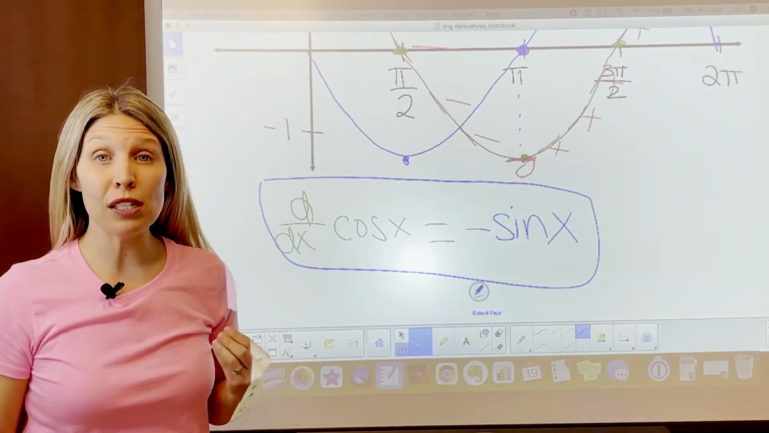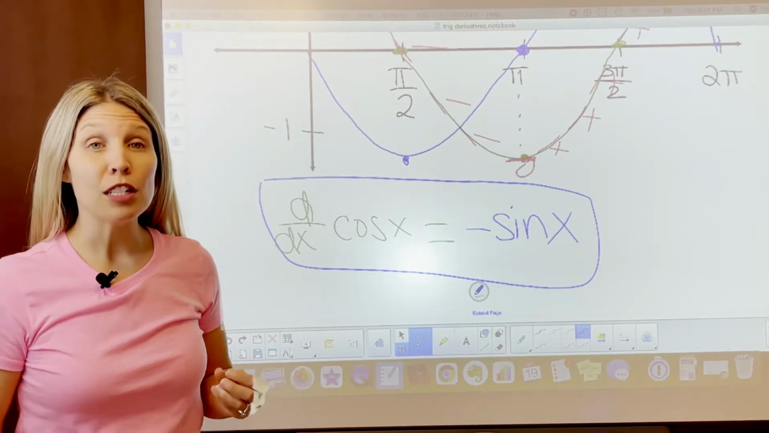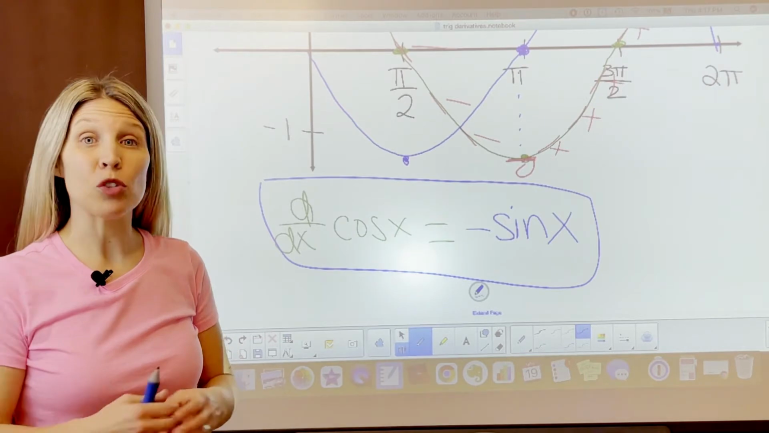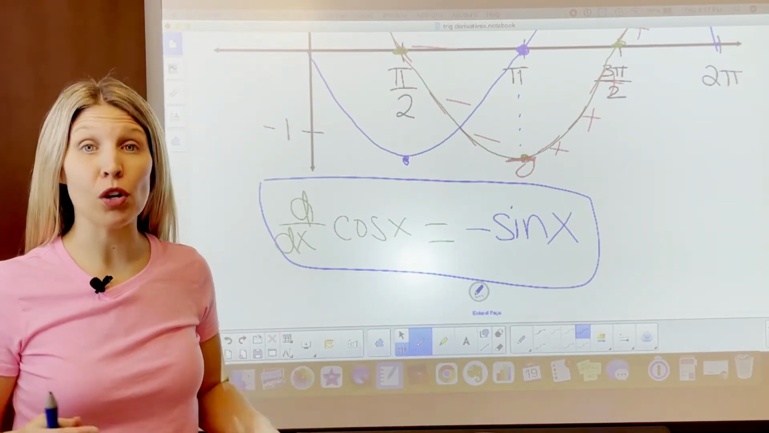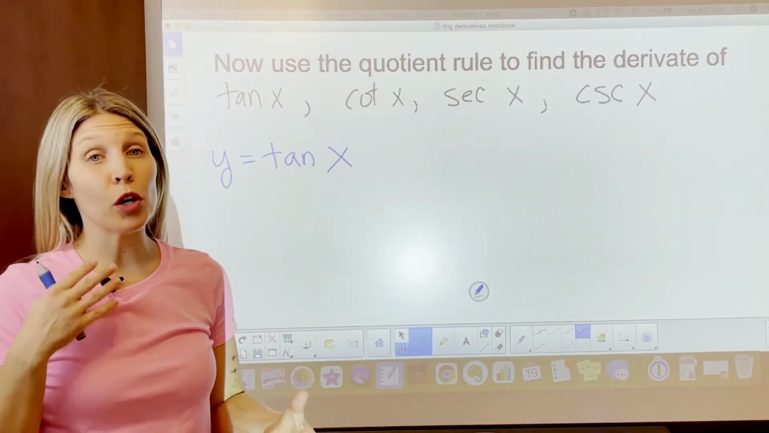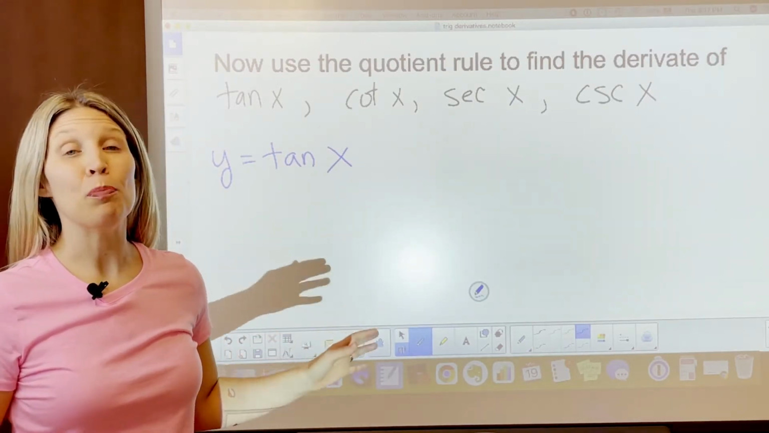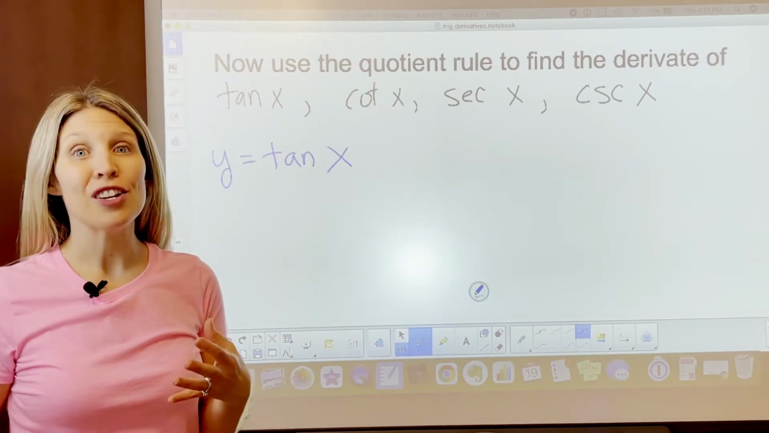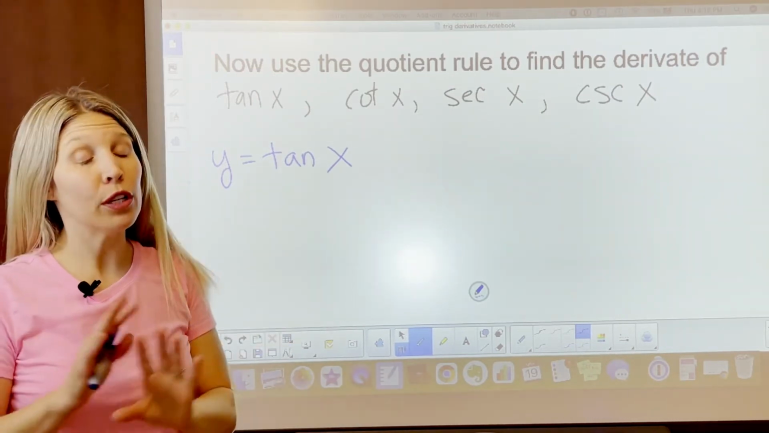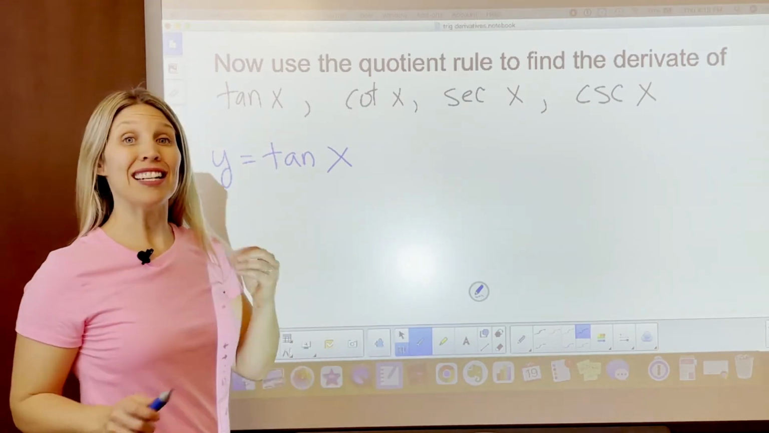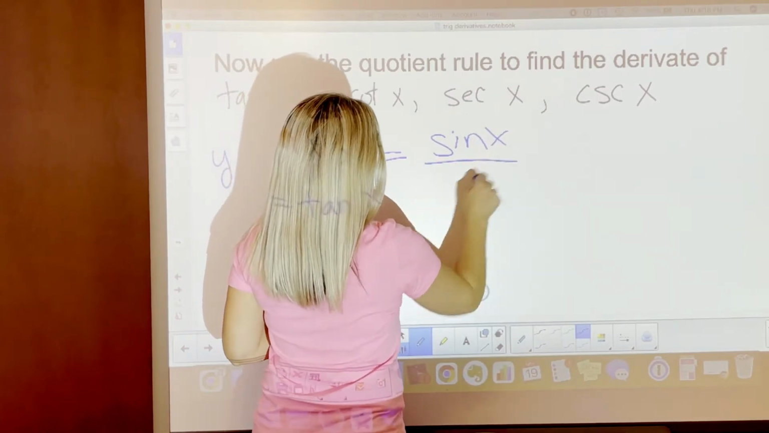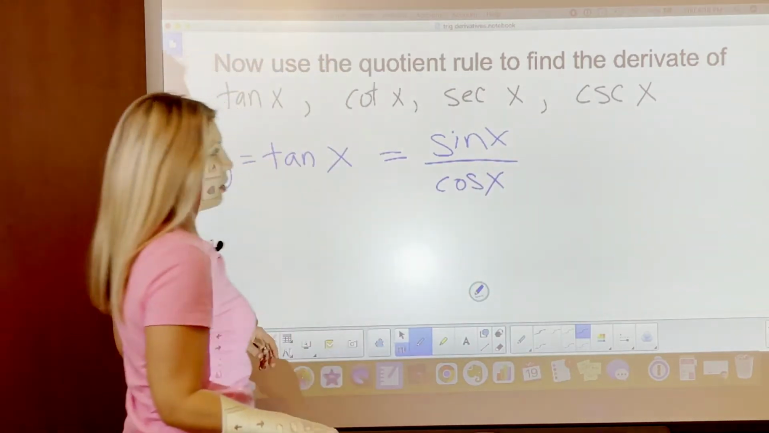Now we're going to use these two derivatives that we found to find all the other trig values, because we can build all the other trig values off of sine and cosine. So what we're going to do is use the quotient rule to build the rest of these trig function derivatives. Y equals tangent of x. Hopefully you all remember your trig to know that tangent of x is sine x over cosine of x.